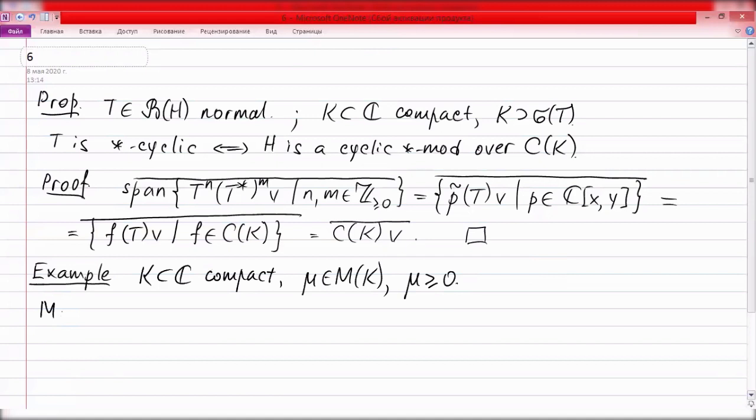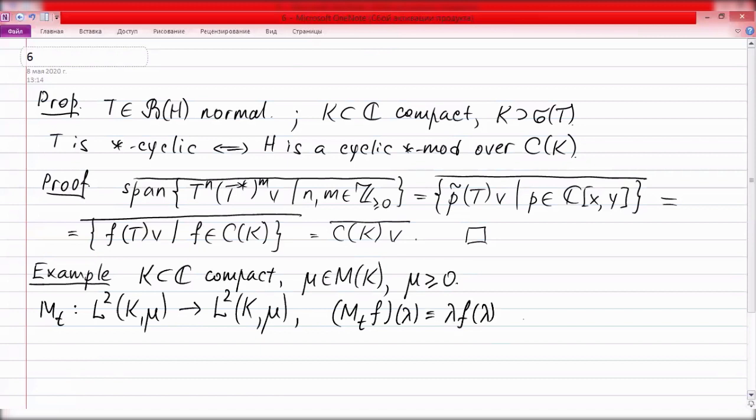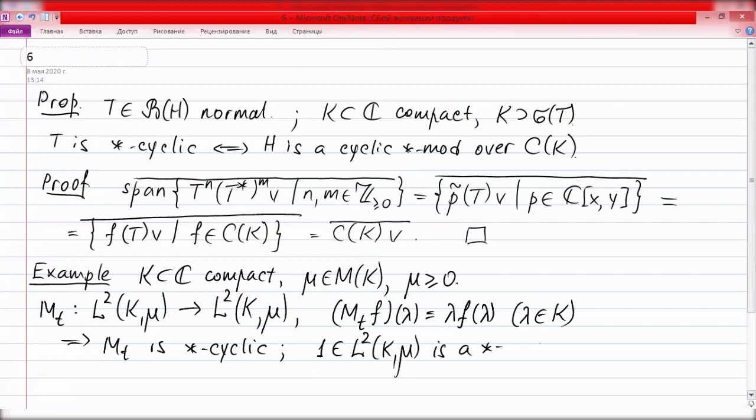We denote by M_T the operator on L2(K, mu) which acts as the multiplication by the coordinate. That is, it acts by the following formula. Then I claim that this operator M_T is star cyclic, and if you take the function which is identically 1 on K, then this is a star cyclic vector for the operator M_T.